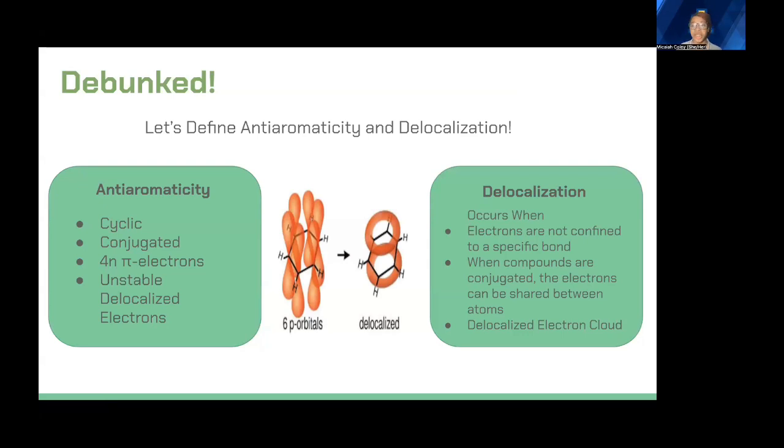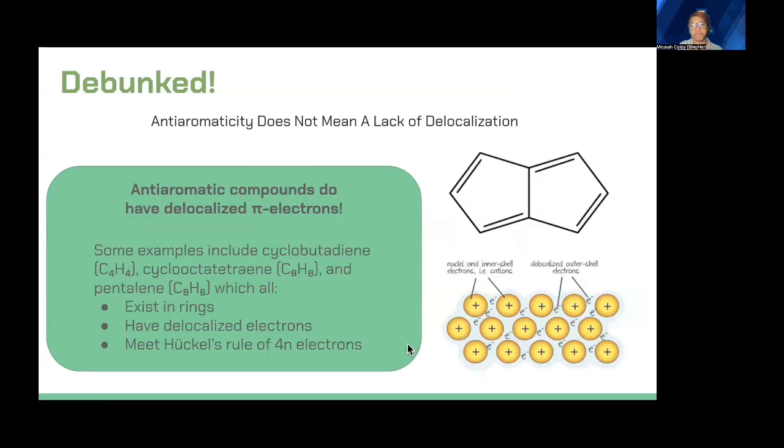Delocalization occurs when electrons are not confined to a specific bond. When compounds are conjugated, the electrons can be shared between the atoms. And this will cause a delocalized electron cloud where all of the delocalized electrons exist around the structure. In the picture, you can see the p orbitals and where the delocalized electrons will exist around the compound and around the structures that you have. So you have the electrons existing outside of here and outside of here, and then you have them right here.